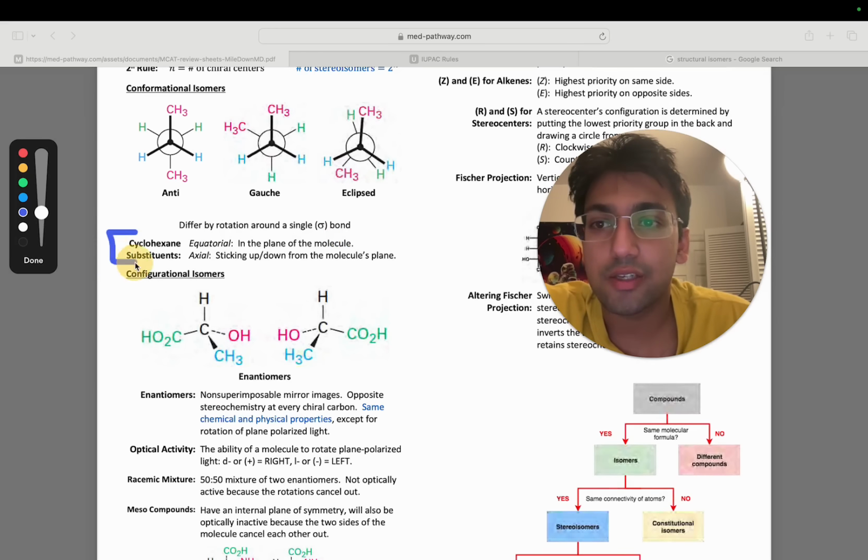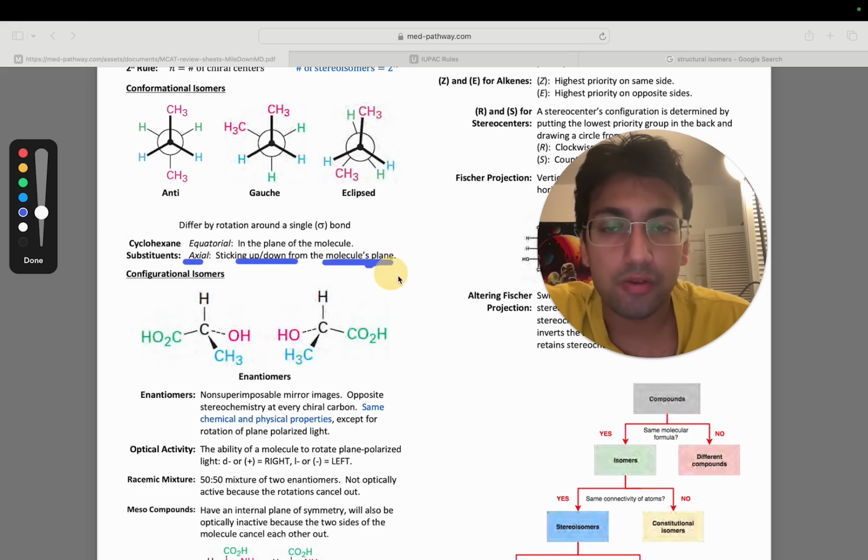Now, what are cyclohexane substituents? This is not that important, but equatorial is when the substituents are in the plane of the molecule, and axial is when they're sticking up and down from the molecule's plane.